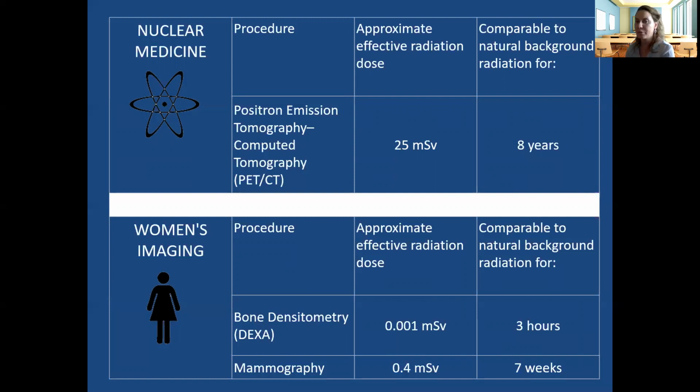Positron emission tomography with computer tomography is hybrid equipment, very excellent for understanding. This equipment shows us the functional activity of cells, as well as morphological changes of cells. But of course, we have to pay for this method of diagnostic: it's 25 millisieverts. It's the same as living 8 years and taking the same dose of radiation.